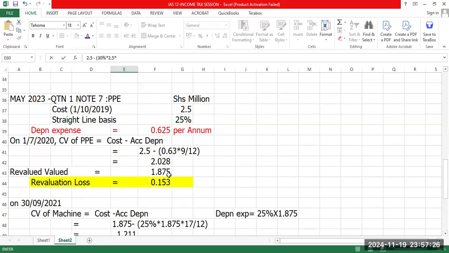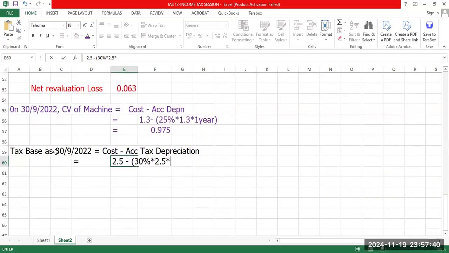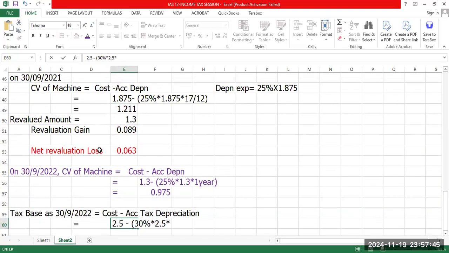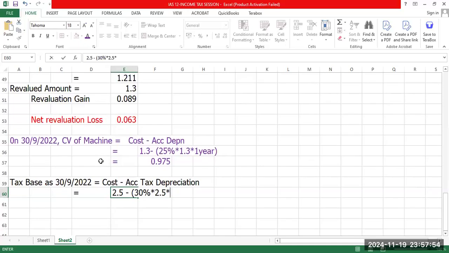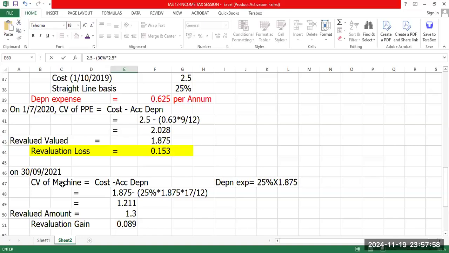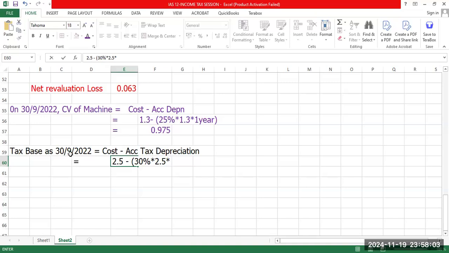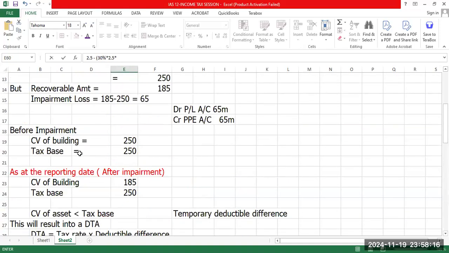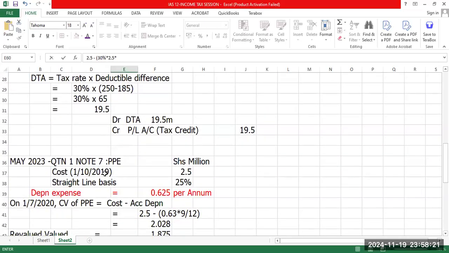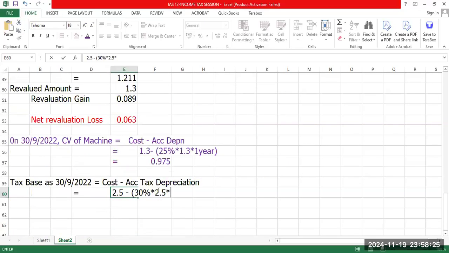Here count how many years from the date we purchased this machine, 1st October 2019 up to 30th September 2022. I am waiting for you. Tell me the number of years. Because this financial year starts on 1st October, you can count the number of years: 2020, 2021, 2022. Those are 3 years. So finally, what do you get?